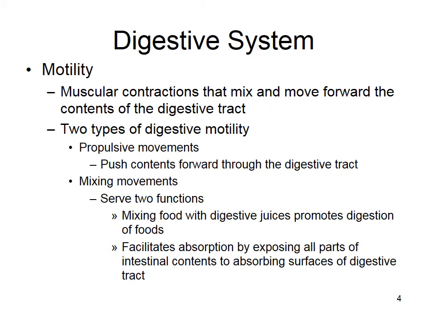So motility is due to muscular contractions. And those muscular contractions both mix the food as well as move it on its way. Okay, so we've got propulsive movements and mixing movements. So the propulsive ones are pushing it forward through the GI tract. Mixing makes it with digestive juices to promote digestion, and also make sure you expose it to the GI wall so that it gets absorbed. Right, so you want to make sure you have plenty of mixing going on, as well as propulsion.